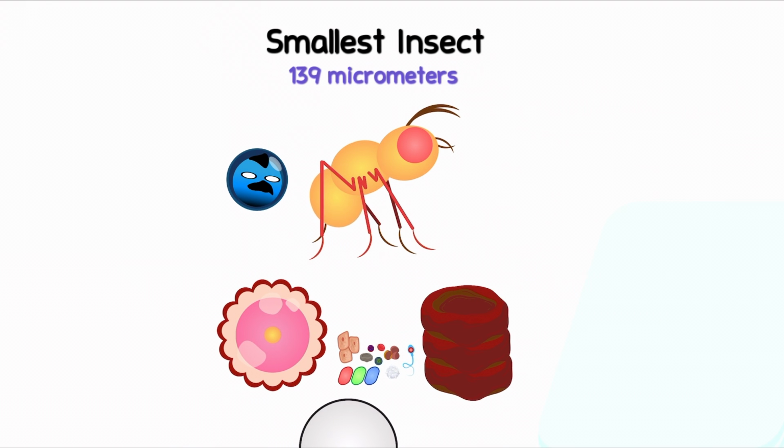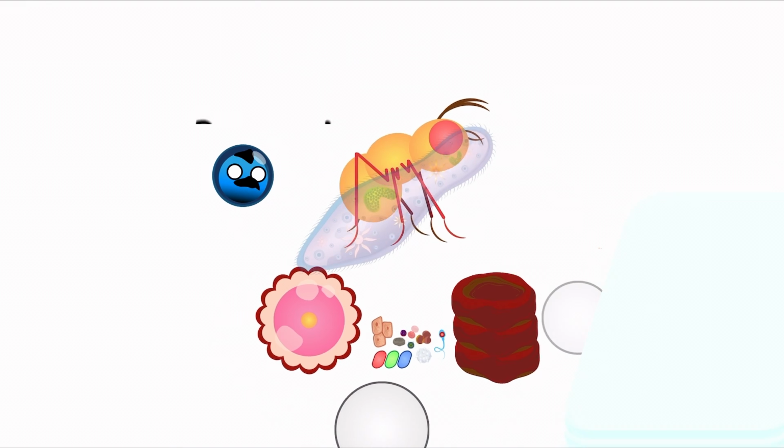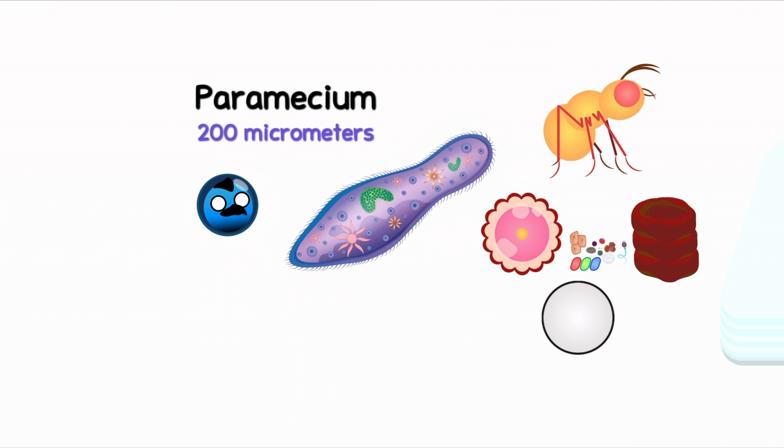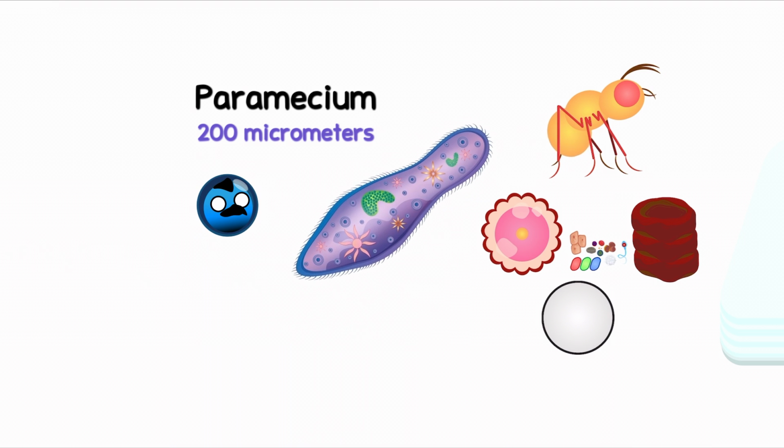Smallest insect, 139 micrometers, a parasitic wasp. Paramecium, 200 micrometers, a single-celled organism with cilia used for movement and feeding.